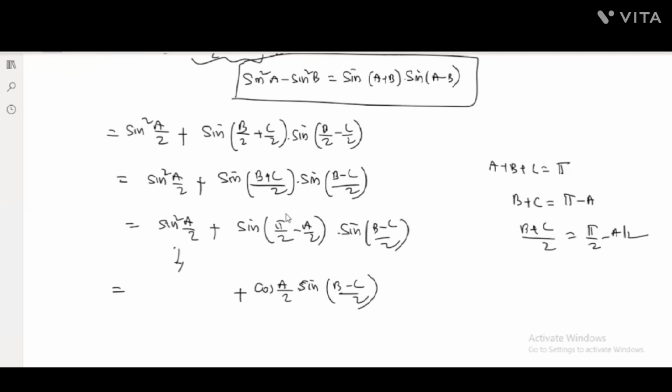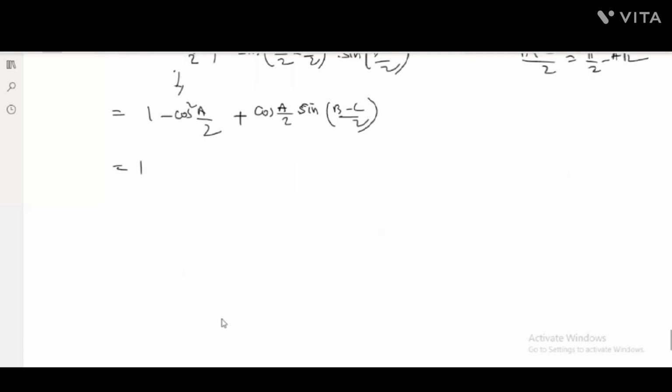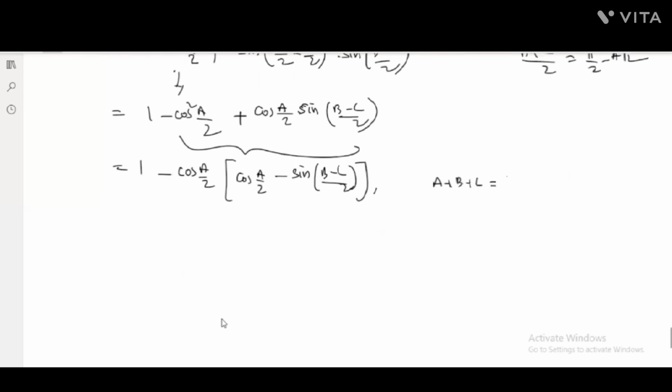So according to cos a by 2, this we can write as 1 minus cos square a by 2, because we need it in terms of cos. So this is equal to 1, and from these two we can take minus cos a by 2 common. So we'll get cos a by 2 minus sine b minus c by 2. Again, a plus b plus c is equal to pi, so a will be pi minus b plus c. So from here you will get a by 2 is pi by 2 minus b plus c by 2. That we will substitute here.